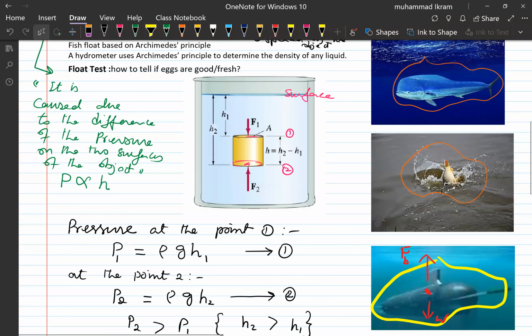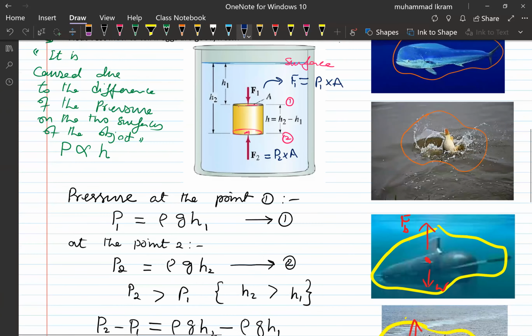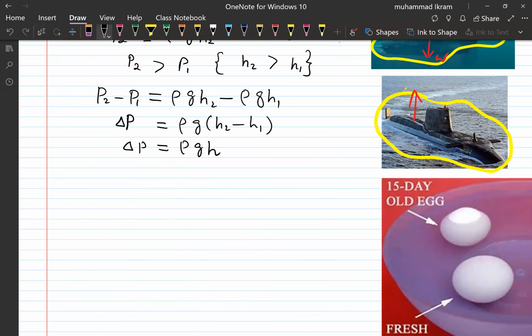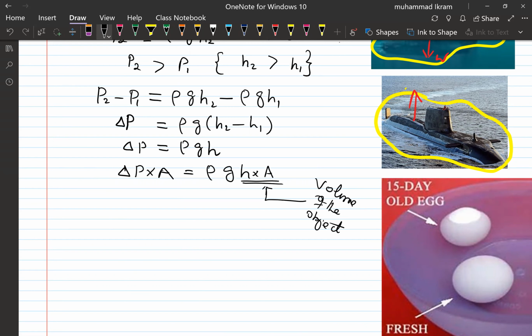Now, in order to know the force, if this is force F1, this force F1 will be equal to pressure P1 times the area of the top surface. And the force F2 will be equal to pressure P2 times the area of the bottom surface. Since the cylinder is uniform, both surfaces are the same. So let us multiply both sides by the area A. And this will be rho GH into A. Now, this is the volume of the object. And this is the required force.